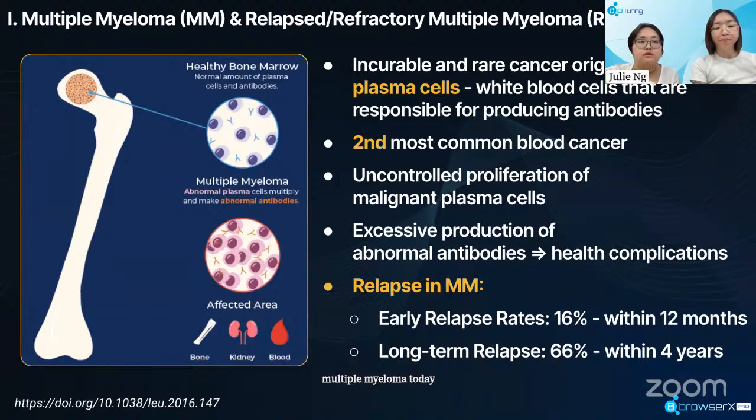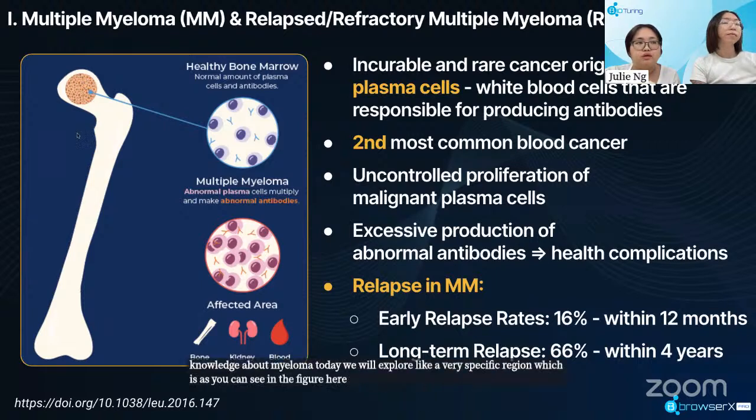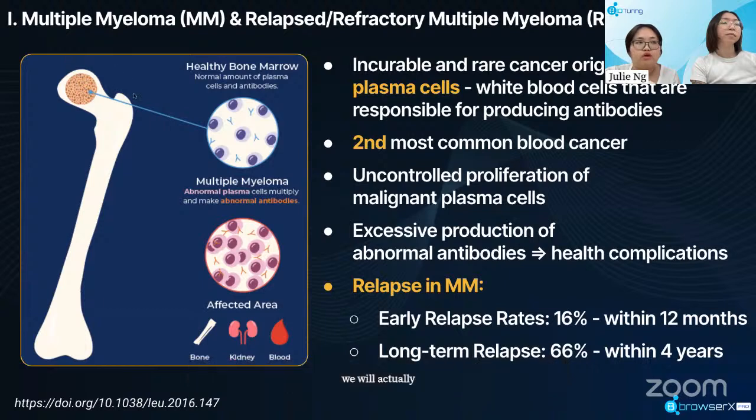Yes, sure. Based on all of that knowledge about multiple myeloma, today we will explore a very specific region. As you can see in the figure here, we will explore the bone marrow microenvironment, which is the main disease region in this blood cancer. And for the second part, we will explore why we see such a high relapse rate after only 4 years, where more than half of the patients relapse.